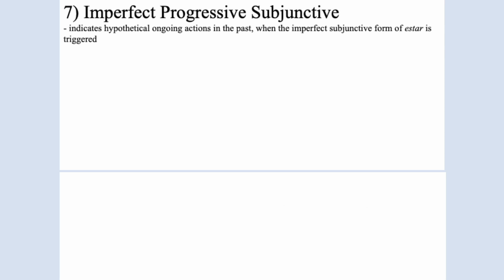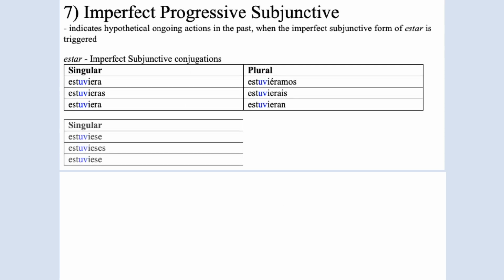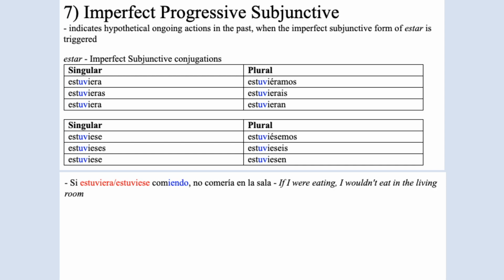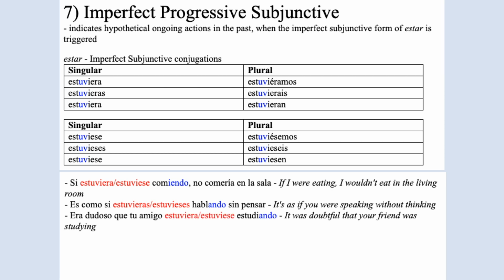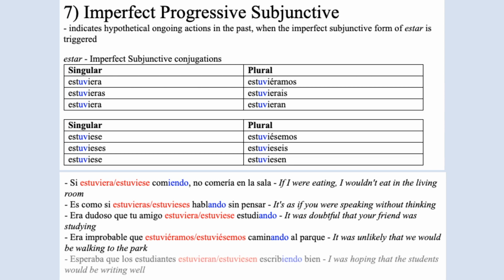The imperfect progressive subjunctive indicates hypothetical, ongoing actions in the past, when the imperfect subjunctive form of estar is activated. Si estuviera comiendo, no comería en la sala. Es como si estuvieras hablando sin pensar. Era dudoso que tu amigo estuviera estudiando. Era improbable que estuviéramos caminando al parque. Esperaba que los estudiantes estuvieran escribiendo bien.